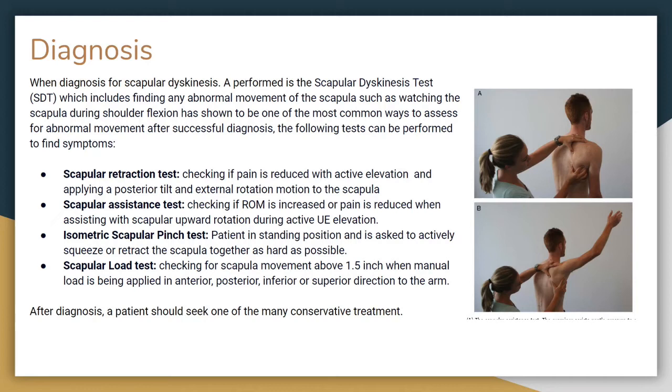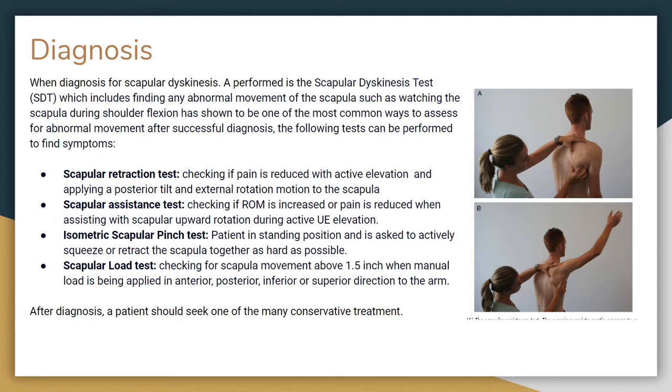The scapular retraction test, which is checking if pain is reduced with active elevation and applying a posterior tilt and external rotation motion to the scapula. The scapular assistance test, which is checking if range of motion is increased or pain is reduced when assisting with the scapular upward rotation during active upward elevation.